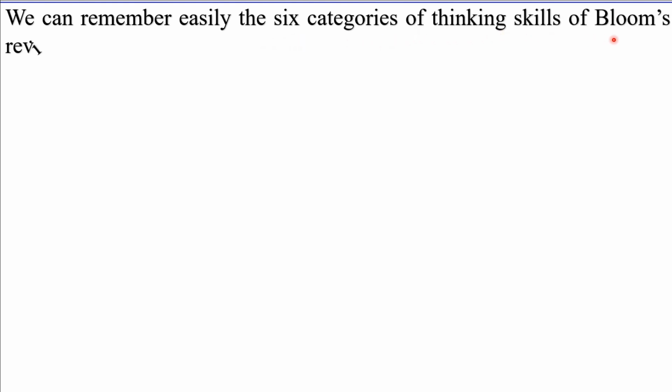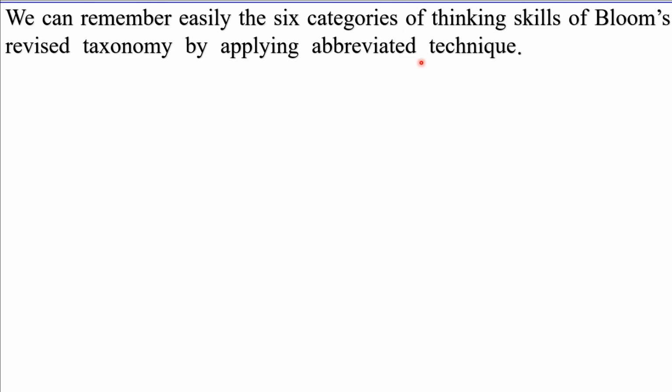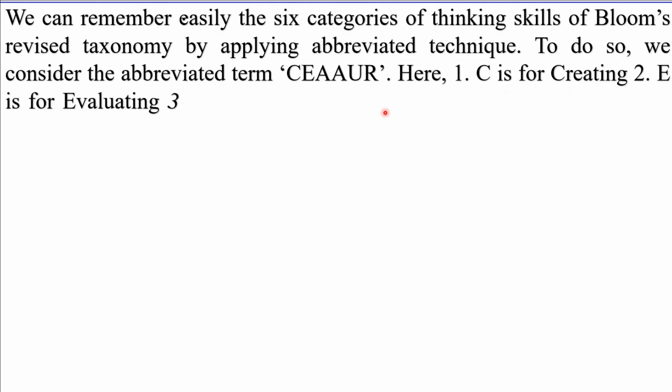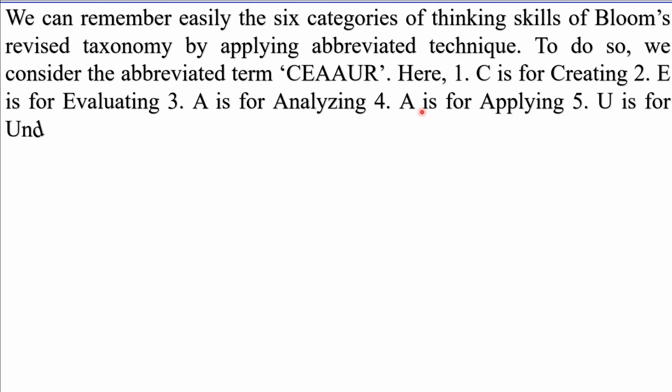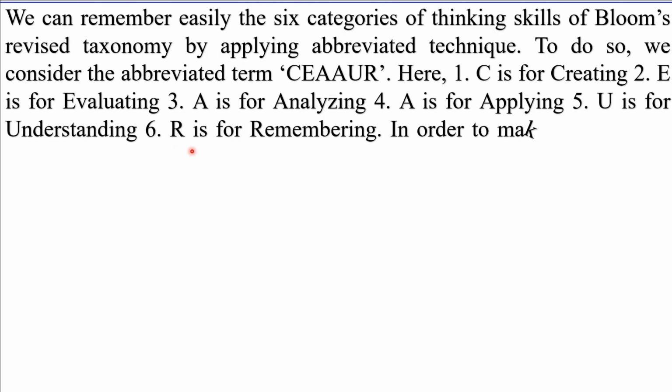We can remember the 6 categories of thinking skills of Bloom's revised taxonomy easily by applying an abbreviation technique. To do so, we consider the abbreviated terms here. Here, 1, C is for creating; 2, E is for evaluating; 3, A is for analyzing; 4, A is for applying; 5, U is for understanding; 6, R is for remembering.